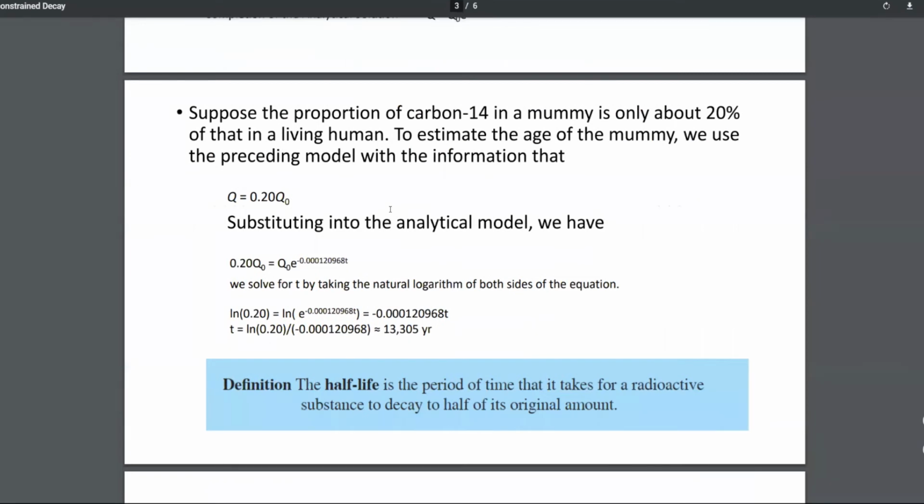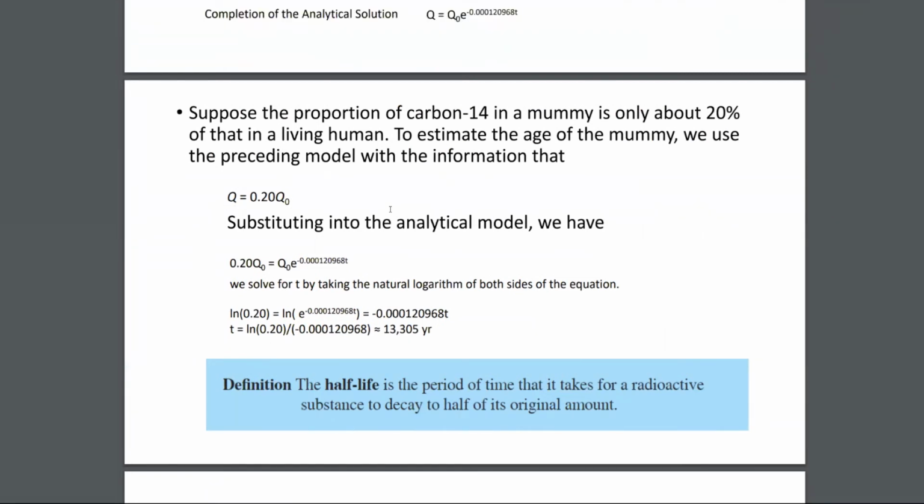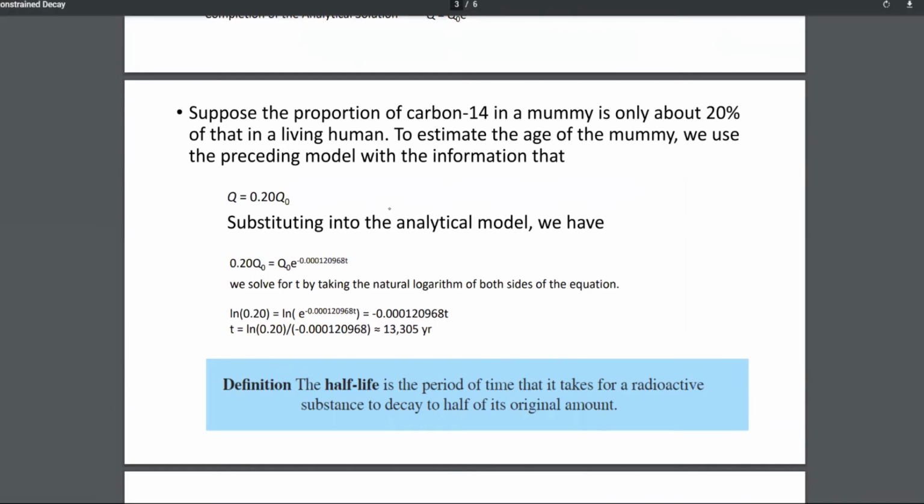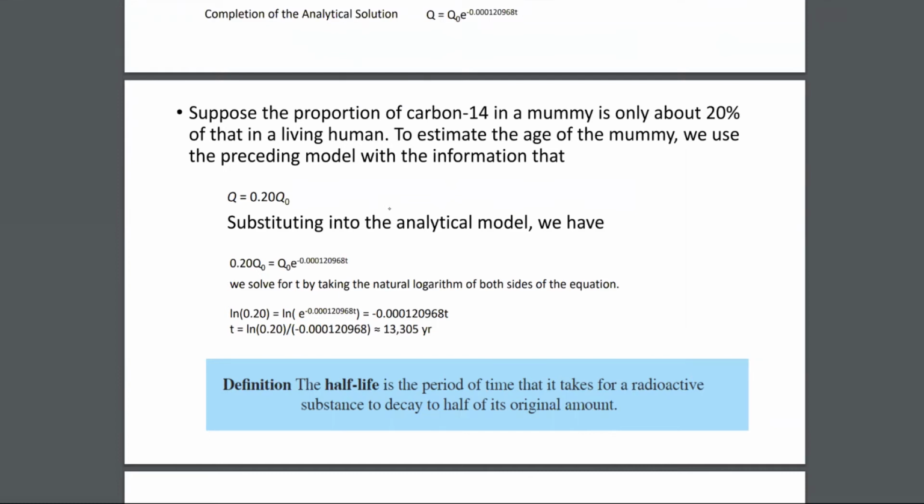So here it is. Suppose the proportion of carbon-14 in a mummy is about 20% of the living human. So this is a human because we're talking about a mummy, right? So the mummy is nothing but a human that was stored in a tomb for a long, long time. And you go and look at it, and then you take the bones of it and test it. And then see, oh, okay, it has 20% of the carbon of a living person, right? So living person means, let's say, well, I have carbon of 500, for example.